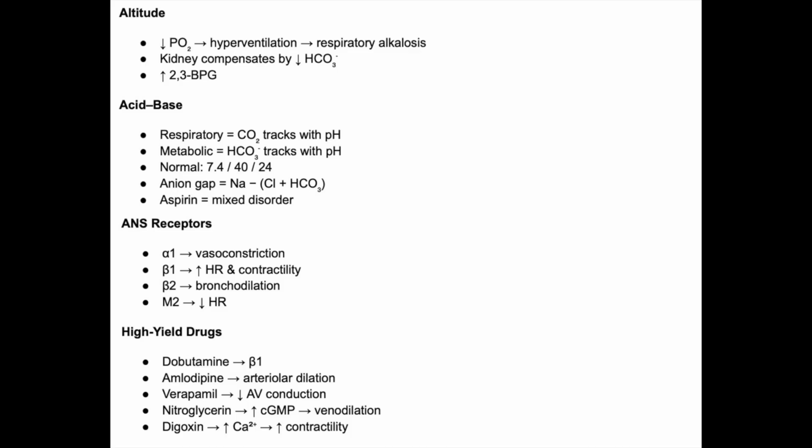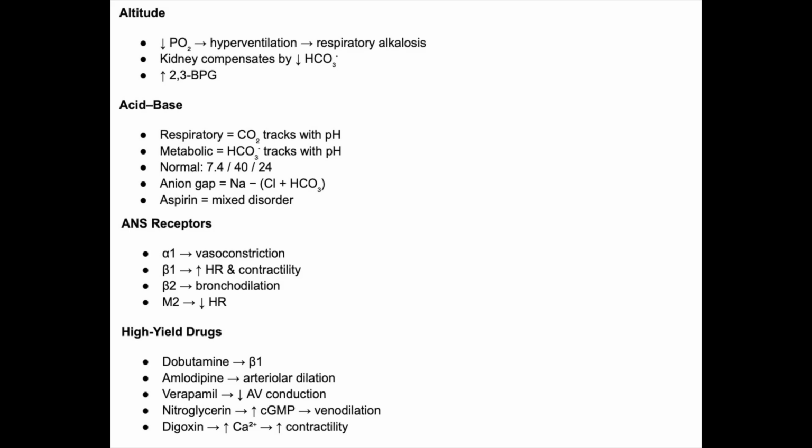Dobutamine stimulates beta 1 to increase contractility, useful in cardiogenic shock. Amlodipine dilates arterioles, reducing afterload. Verapamil slows AV conduction. Nitroglycerin increases cGMP, causing venodilation and potentially reflex tachycardia. Digoxin increases intracellular calcium to improve contractility and enhances vagal tone at the AV node.